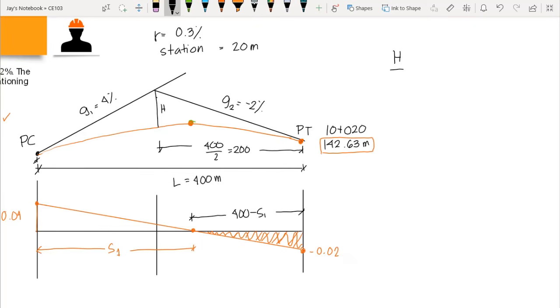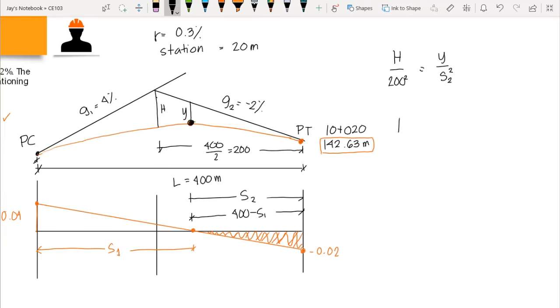Okay, so therefore that is H over 200 squared equals to, let's say at the summit point to the tangent, the vertical offset, let's say that's Y. So we have Y over, the distance is S2 or 400 minus S1 from PT. So we have here S2 squared. Okay, so that is the relationship of the distances using parabola, or the other term for that is the square property of parabola. Okay, so we have to compute for h.